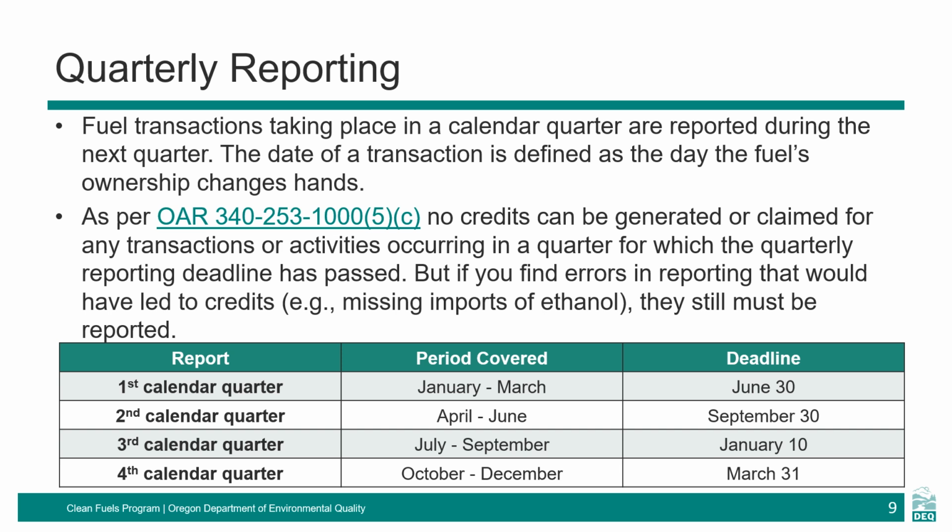The key deadlines for quarterly reports are June 30, September 30, January 10, and March 31. It is important for the reporting entities to meet these deadlines to avoid enforcement action and ensure that credits can be generated.